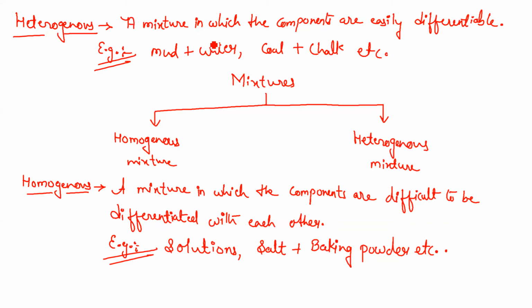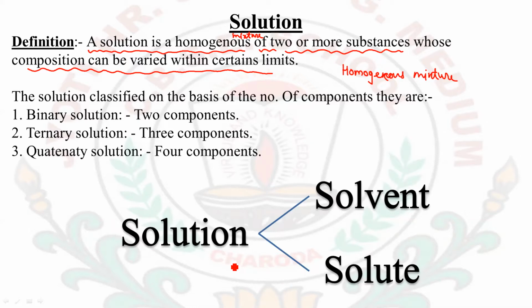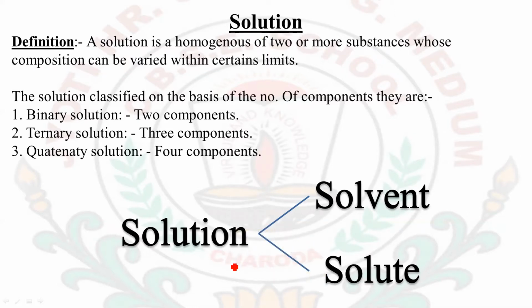So here I have given you the definition of homogeneous mixture: a mixture in which the components are difficult to be differentiated with each other by our naked eyes. I am adding this thing here. As you know, solution is one of the examples of homogeneous mixture, and about solution we are going to study in this chapter. So it was necessary to tell you what a homogeneous mixture is. A homogeneous mixture is nothing other than the solution.